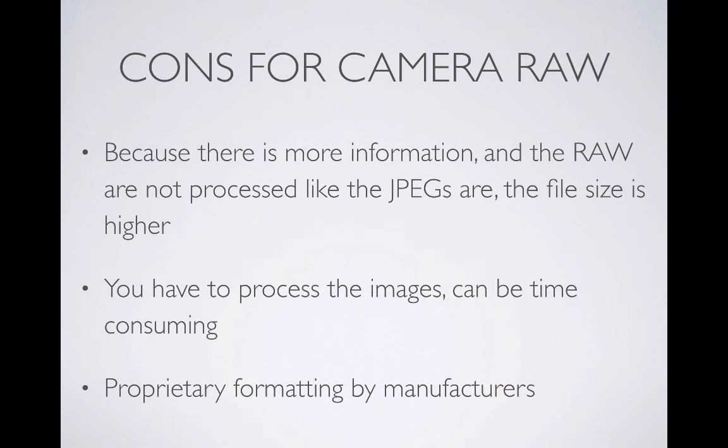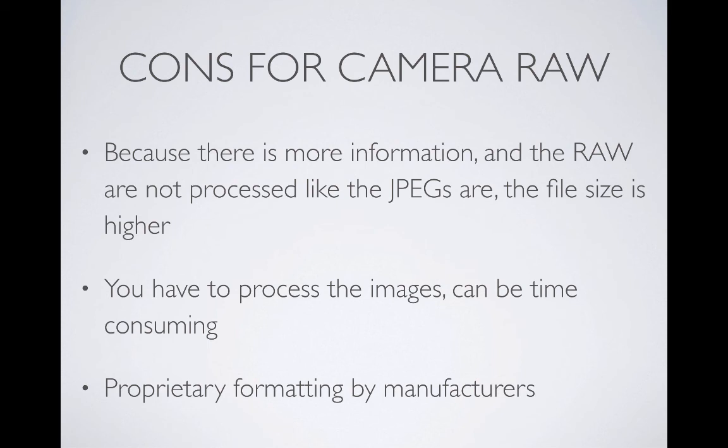There are just a couple drawbacks for Camera RAW, so we'll point those out. These will be important to remember as well. Because there is more information and the RAW files are not processed like the JPEGs, the file size is higher. RAW files are going to take up a lot more space and fill up your memory cards a lot faster. Memory cards aren't as expensive as they used to be, so it's not as big of a deal now. However, it will take up a considerable amount of space compared to the JPEG.